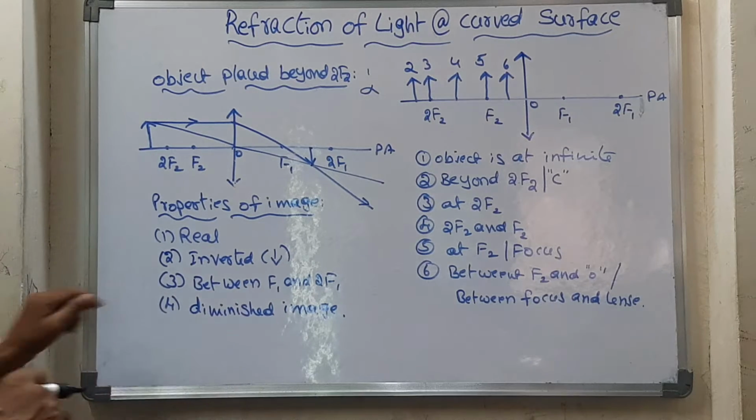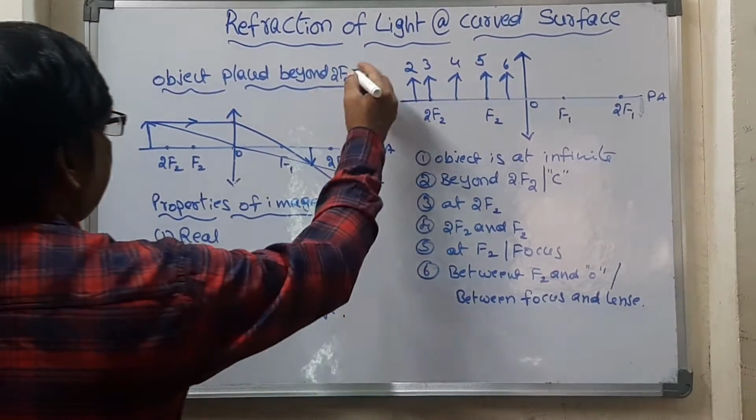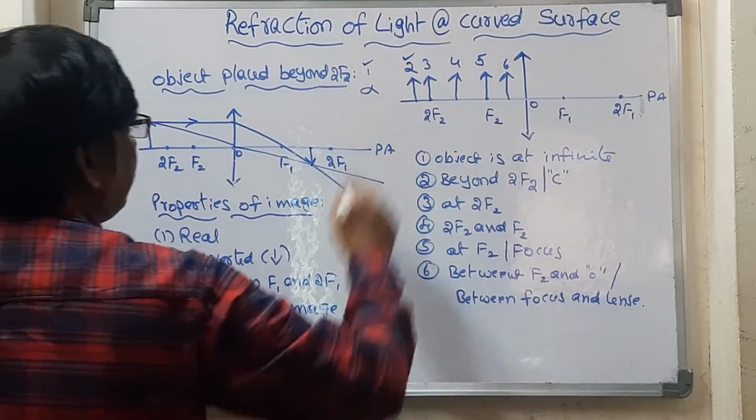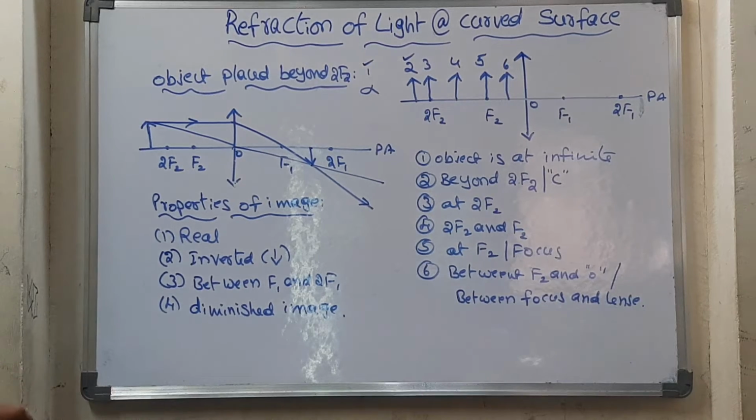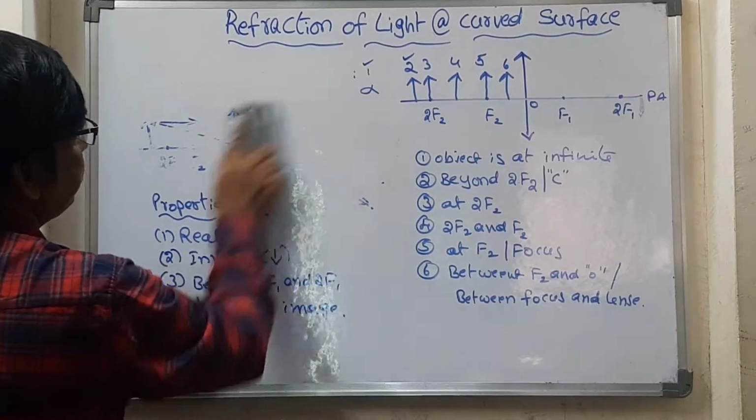Got it, this one? In this way we can talk about the properties of the image. Just go through that once. Okay? I think you got it, right? Next one we will go for that. So here we have completed this situation, and we have completed this situation. Now let us go to the next situation, how it will be.